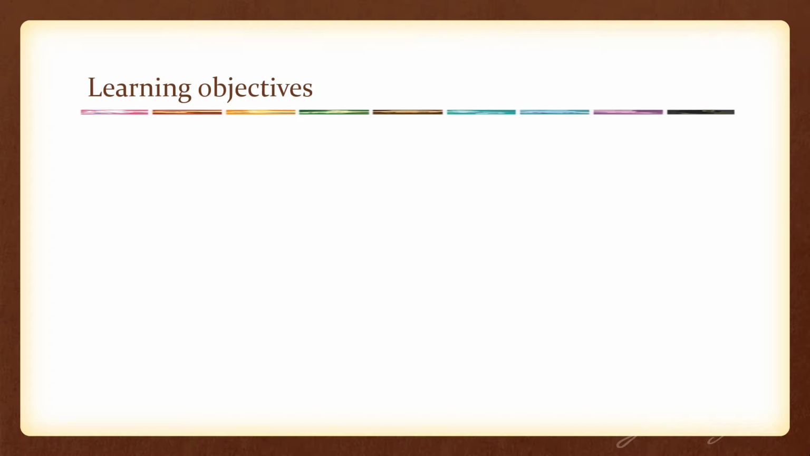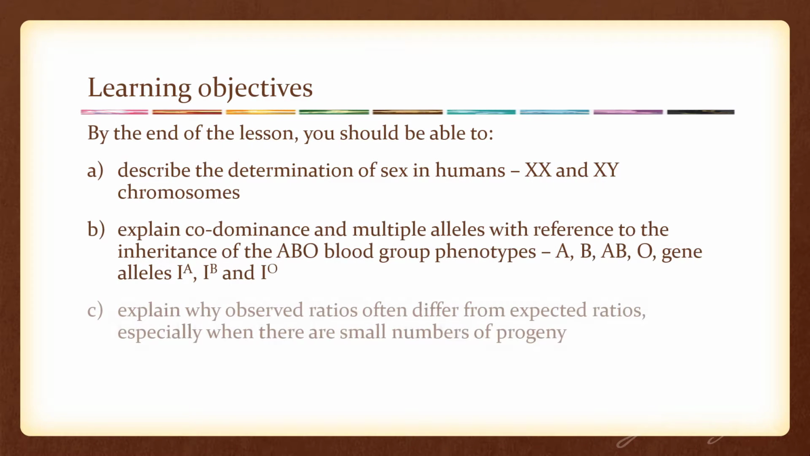So by the end of this lesson, you should be able to describe the determination of sex in human, explain codominant and multiple alleles in the case of our blood group, and explain why the observed ratio is often different from the expected ratio.